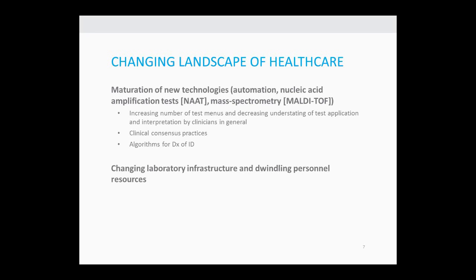Again, the changing landscape: we also have a huge maturation of new technologies. We've got automation, nucleic acid amplification tests (NAT), mass spectrometry, and down the road all kinds of other tests coming up all the time. So we have an increasing number of test menus and decreasing understanding of test application and interpretation by clinicians in general. We were discussing this with Dr. Lopansri earlier. Clinicians coming out of med school don't have the support they did in the past, and they're bombarded by so much information that they can't gather all the information that we have in the laboratories.